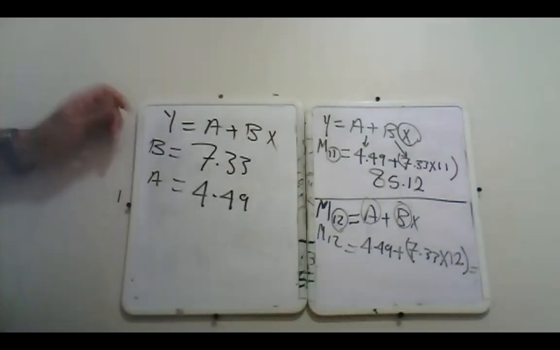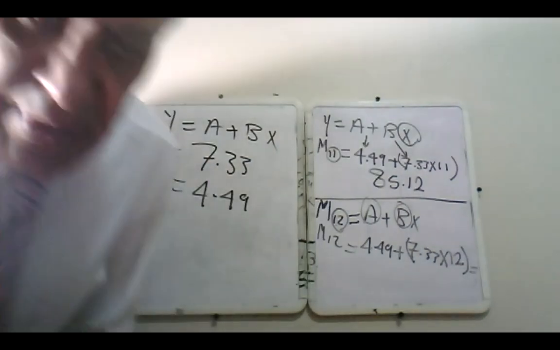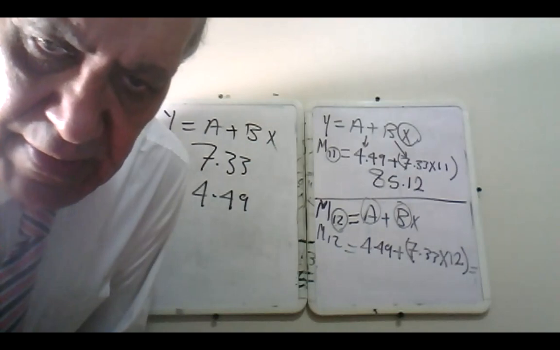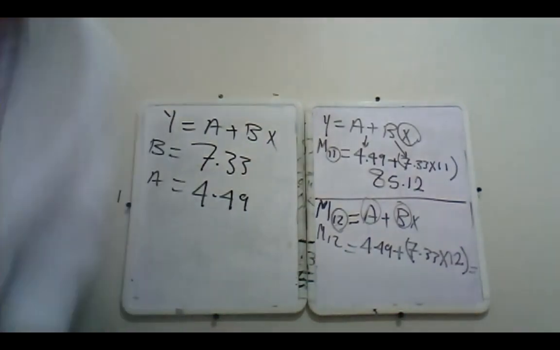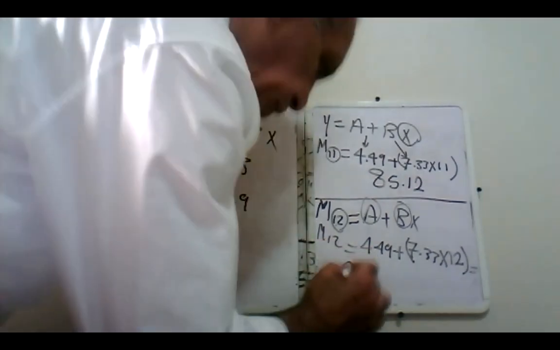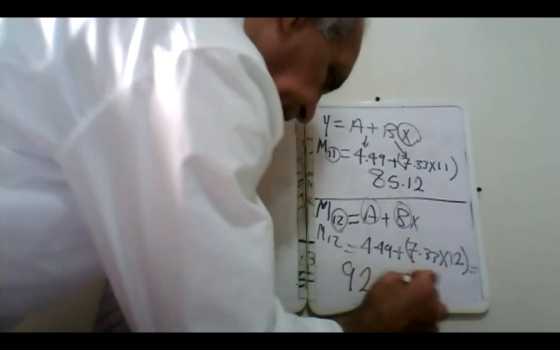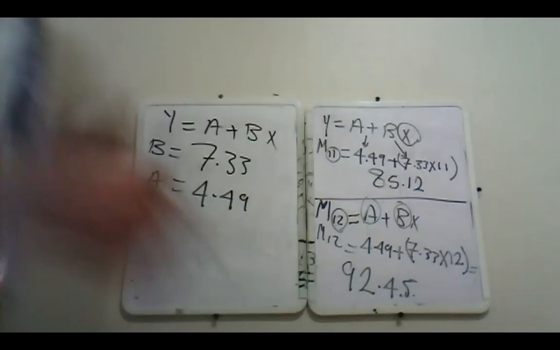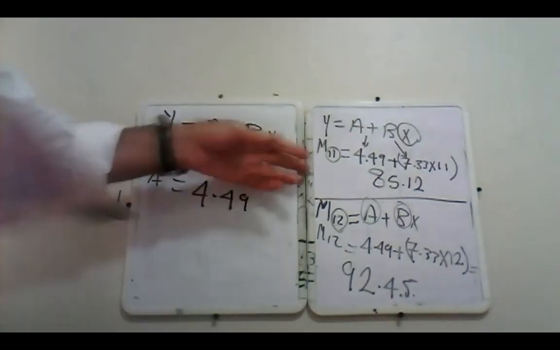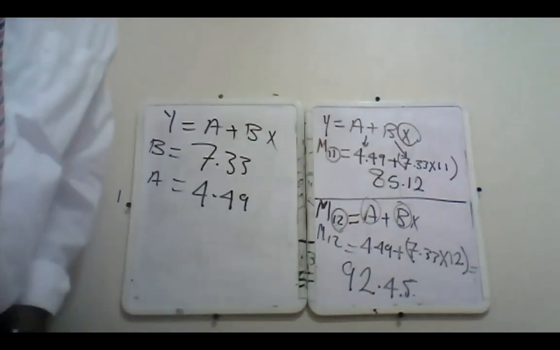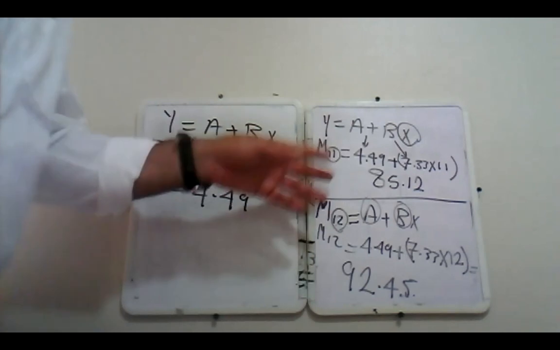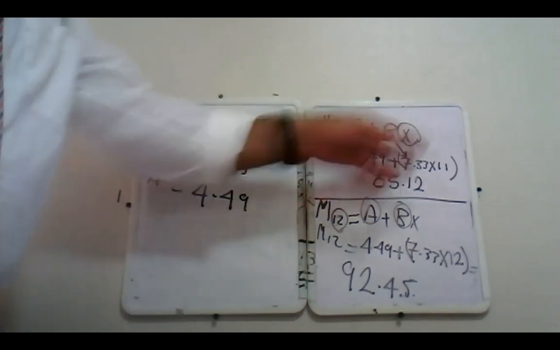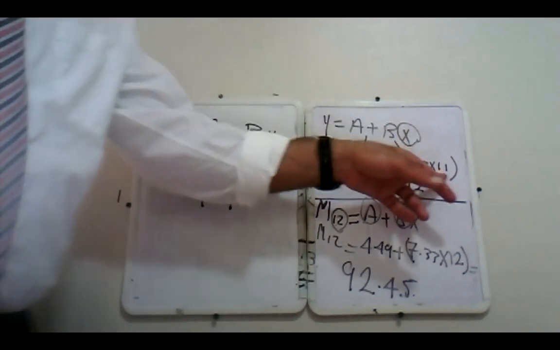Equals, and this gives me the second number, which is here. Instead of calculating it now, we have it already made, 92.45. And so on. If he told you the month number 100, then you will remove the x and multiply by 100. If he told you the month number 150, then you will remove the 100x and multiply by 150.